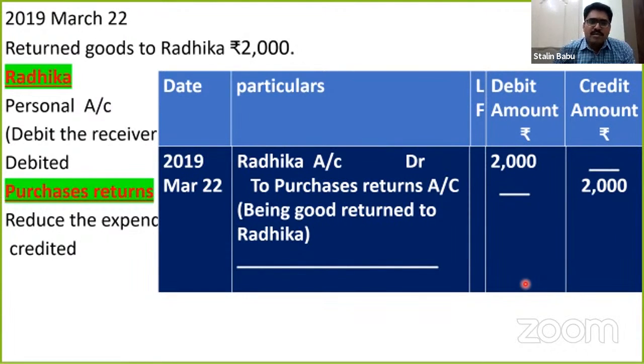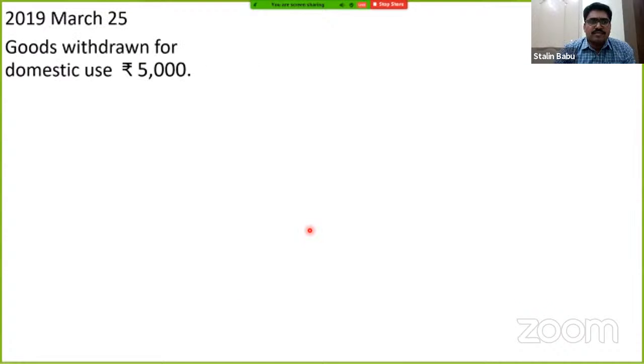So the entry is Radhika account debit to purchases returns account. What is the date? March 22. What is the amount? 2,000 in debit amount column and 2,000 in credit amount column. What is the narration? Being goods returned to Radhika.